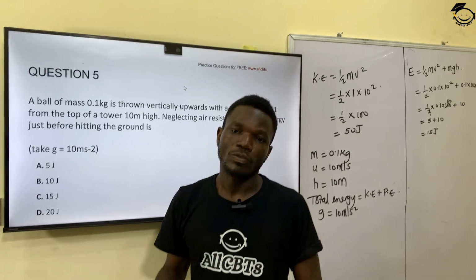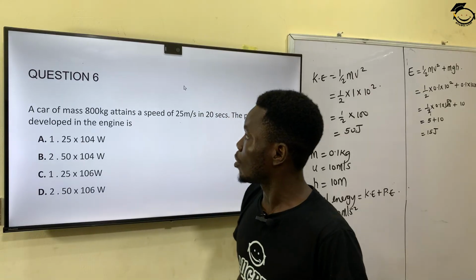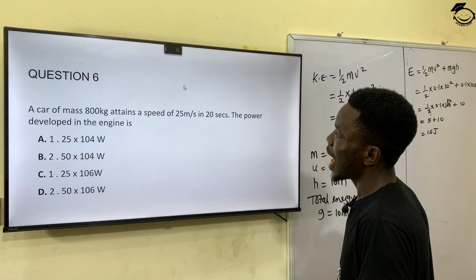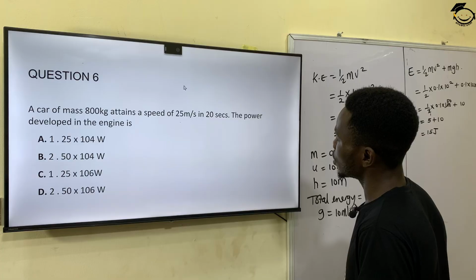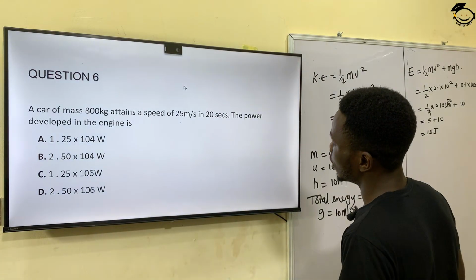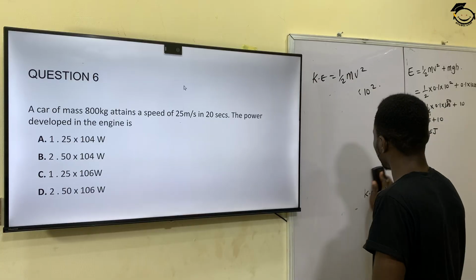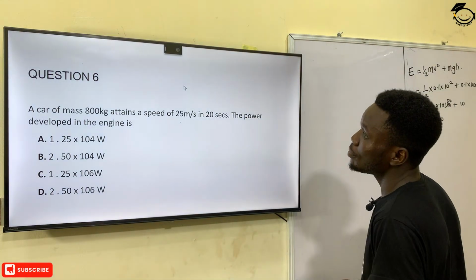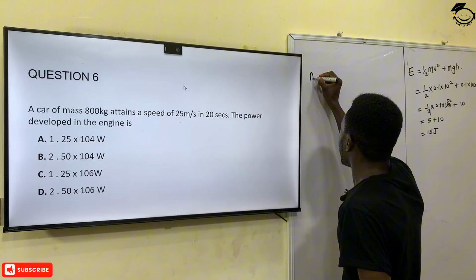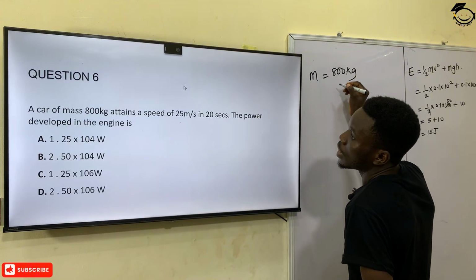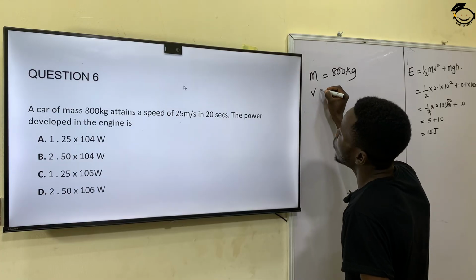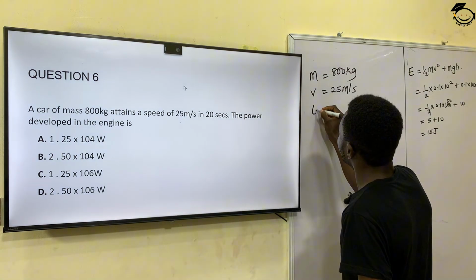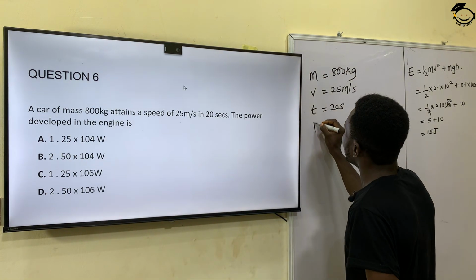So that takes us to question number 6, which says a car of mass 800 kg attains a speed of 25 meters per second in 20 seconds. The power developed in the engine is dash. So we have to find the power developed in the engine. The first thing we do is to bring out our parameters. They gave us the mass of the car as 800 kg, and the speed or velocity of the car was given as 25 meters per second. The time it takes the car to attain that speed was 20 seconds, and we have to find the power.